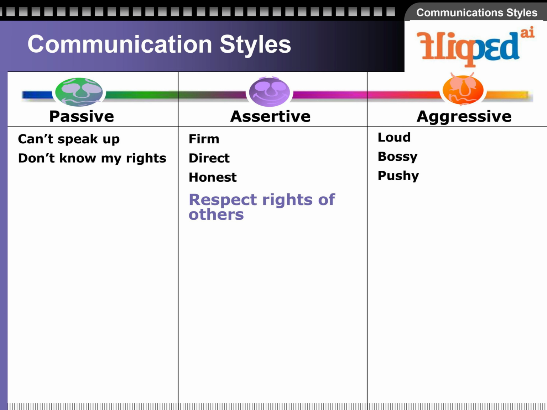As we continue our communication styles comparison table, here, we emphasize that "respect rights of others" is a characteristic of the assertive style. Assertive communication encourages individuals to express themselves while also respecting the rights, boundaries, and feelings of others. By incorporating this trait into your communication style, you can build stronger, more positive relationships and navigate various social situations with confidence.